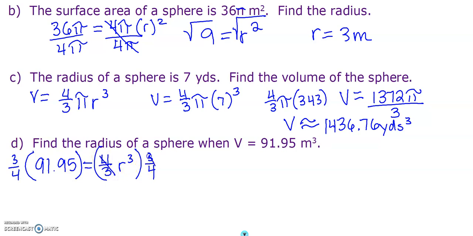My 4/3 and my 3/4 would cancel out. And on the other side, I'm going to do 91.95 times 3, and divide it by 4. So far I have 68, and I'm going to write down all the digits. I'm not going to round anything at this point. I'm going to leave it as is. Equals r cubed.